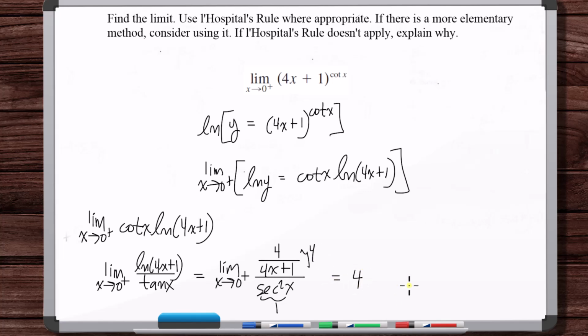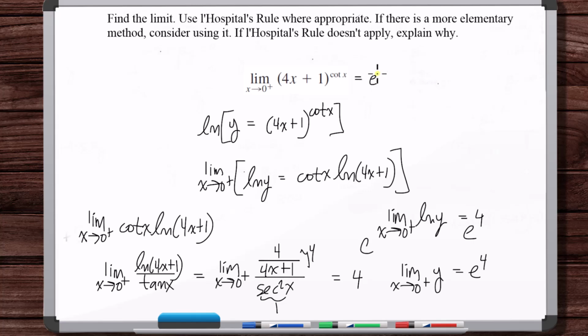is 4. Okay, so that means that the limit as x approaches 0 from the right of natural log of y is equal to 4. Okay, but you raise both sides to the e power, and you get the limit as x approaches 0 from the right of the function is e to the 4. So that's the limit. Okay, and there you go. So there's some L'Hopital's rule example problems.